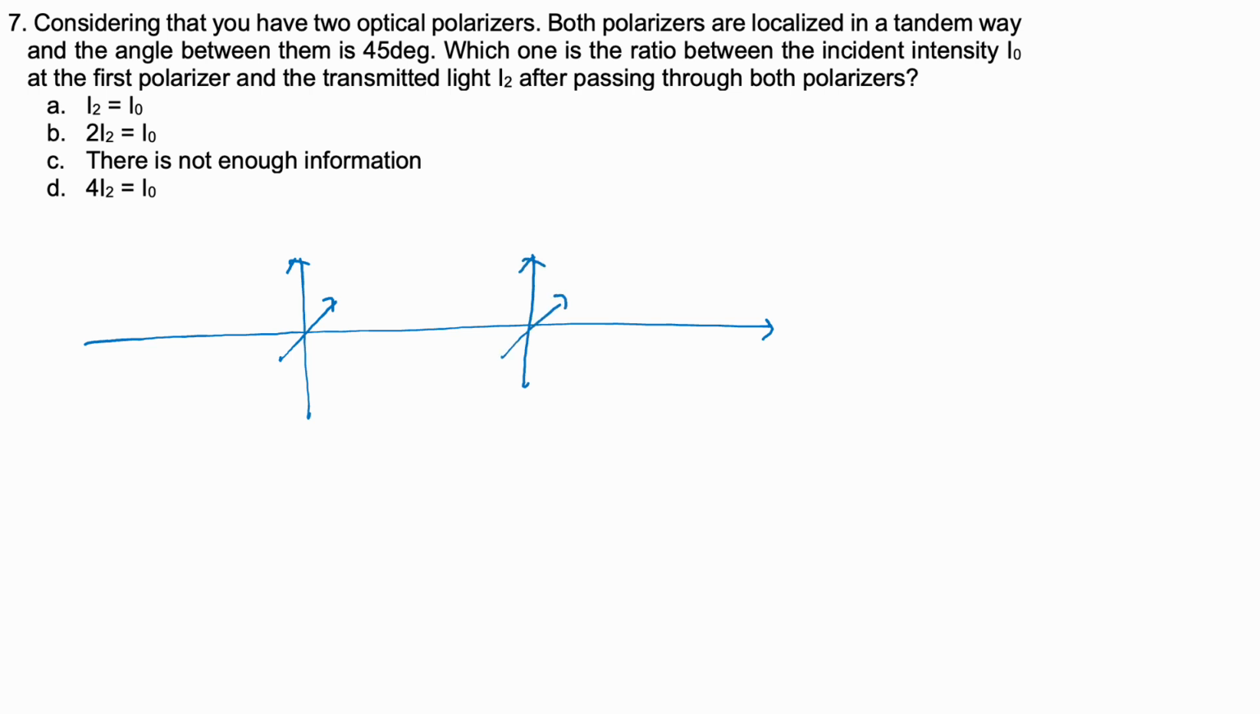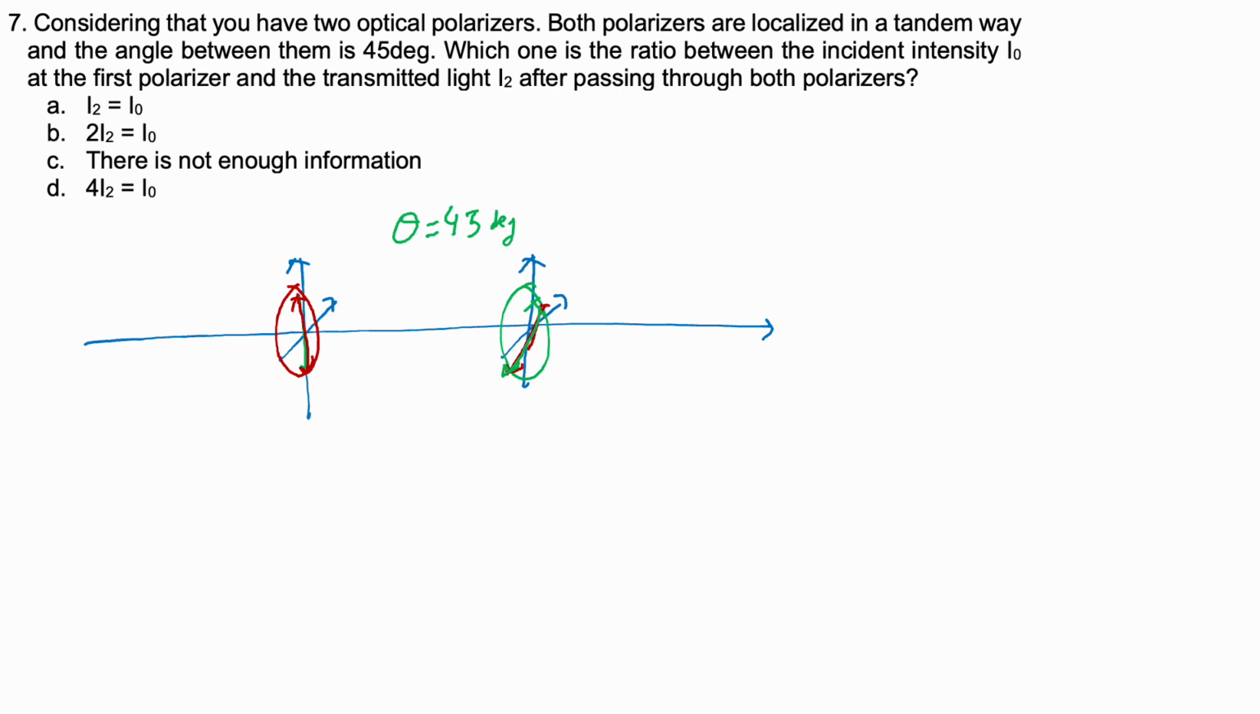So here I have one polarizer, and here I have my second polarizer, and I know that the angle between their transmission axes is 45 degrees. Let's say, and I'm just making this up, that this is the transmission axis. The first one is vertical, so the second one is going to be, sorry, I meant to change the color, the second one is going to be 45 degrees, right?